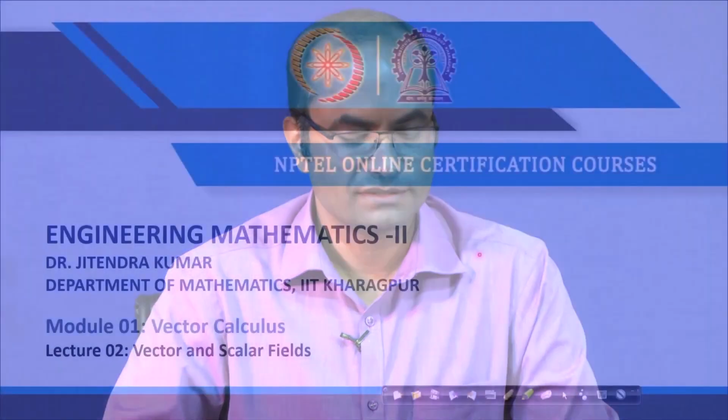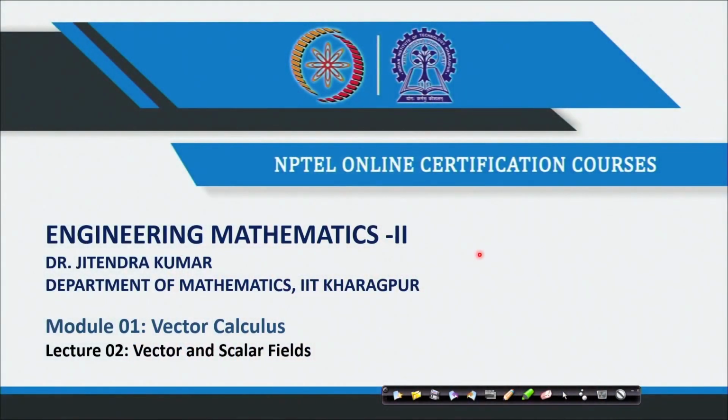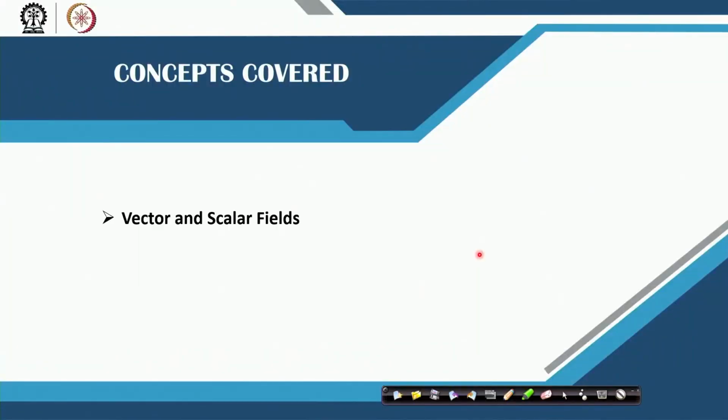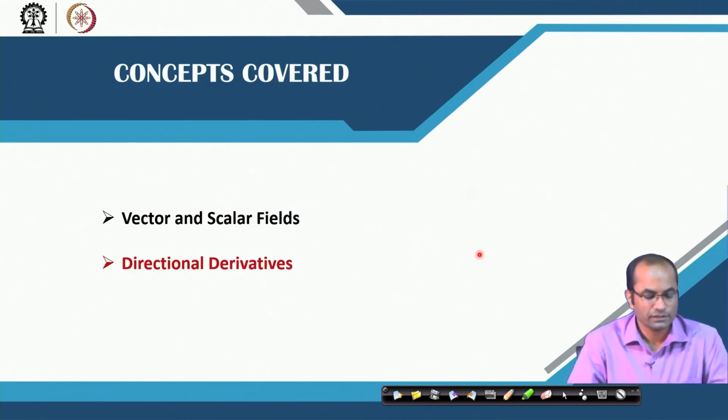So, welcome to lectures on engineering mathematics 2, and this is module number 1, lecture number 2 on vector and scalar fields. So, today we will cover what vector fields and scalar fields are, and most importantly we will also cover the concept of directional derivatives, which is very important, and it is the generalization of the derivative we have learned in calculus.